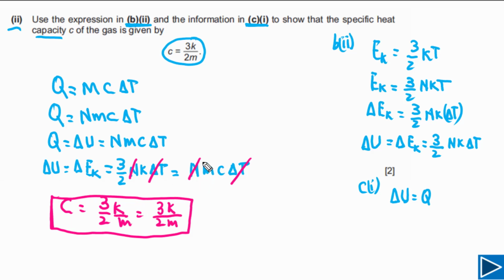This question has 2 marks, and the first mark is if we have written this expression, we will get first mark, and this is C mark.